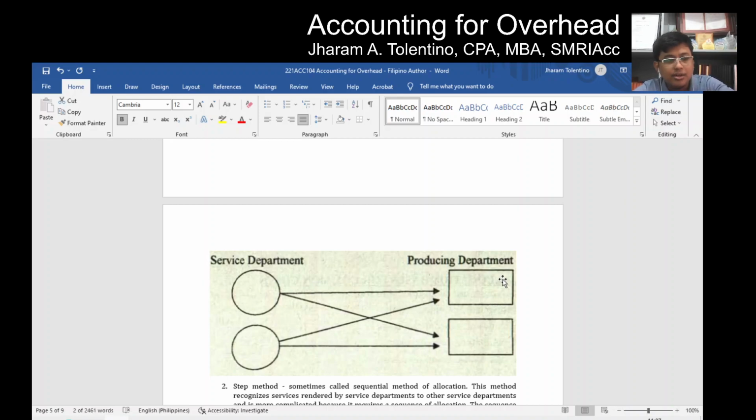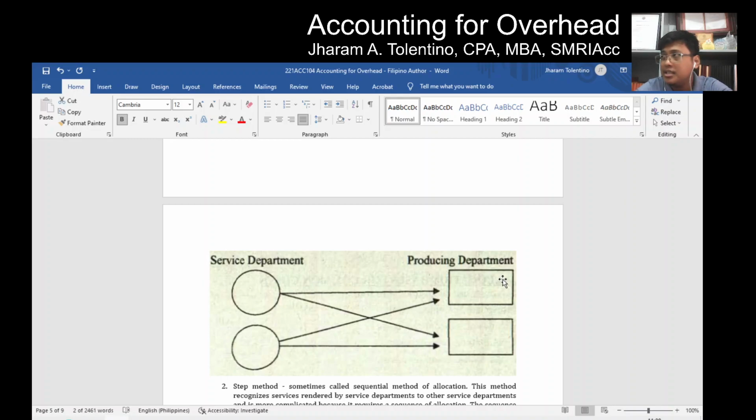Kaya lang, may mga department kasi tayo na hindi pwedeng ma-charge sa mga students kasi wala naman silang students. Like for example, we have the maintenance, we have the personnel department, we have the computer department, we have the chapel, we have the cashier, di ba? Yung mga yun, service department yun, na wala silang pwedeng pag-charge. They can only accumulate costs.